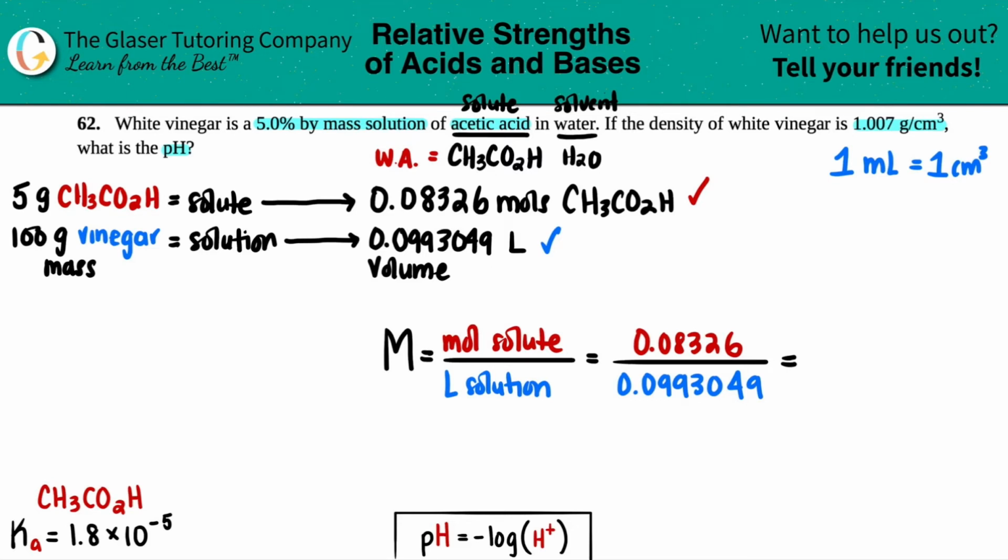So 0.08326 divided by 0.0993049. And now, this is still not the full answer, so we'll give it a few decimals. 0.838, I guess we'll give it 4. 0.8384, and that's the molarity of the CH3CO2H. Okay. And I guess I'll do that in blue.